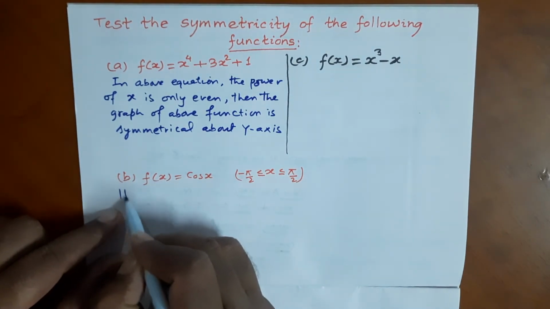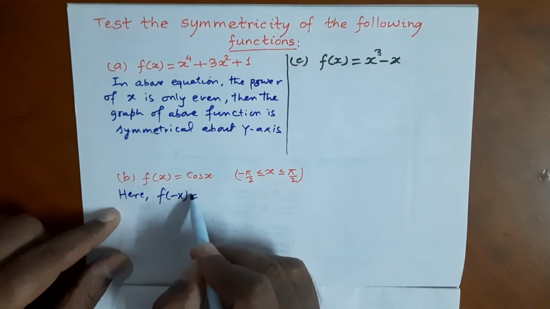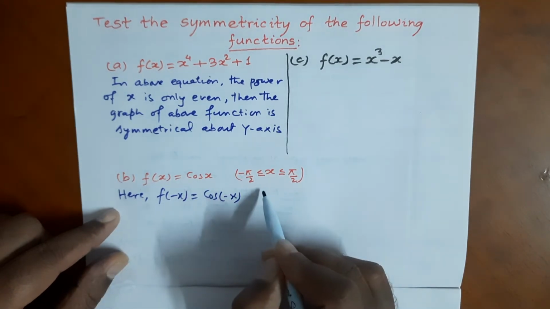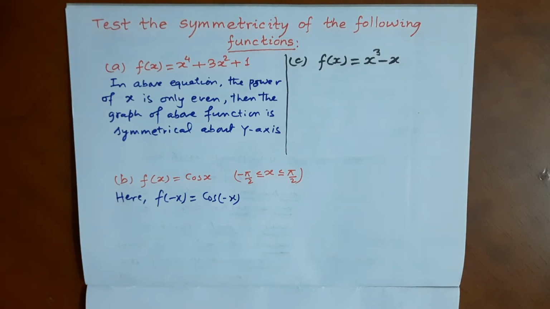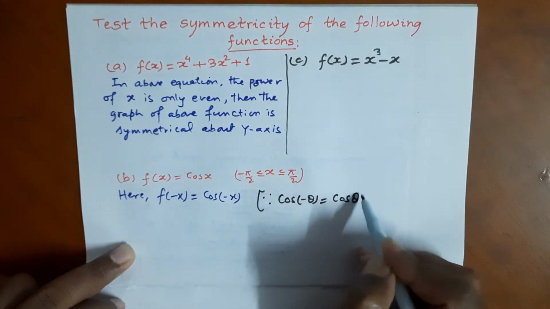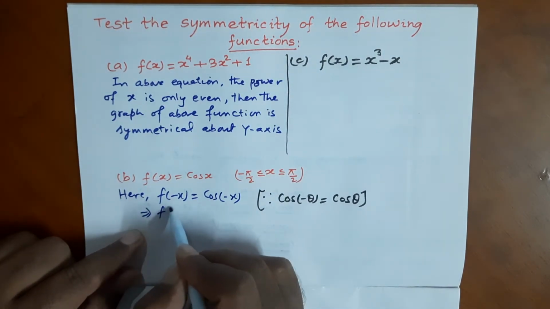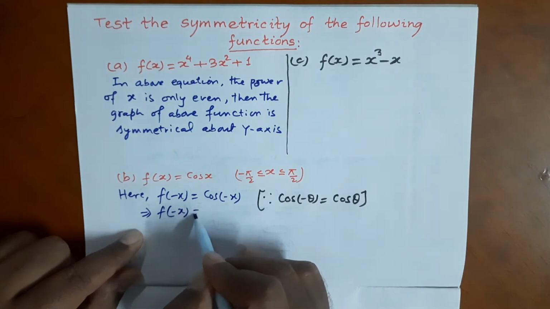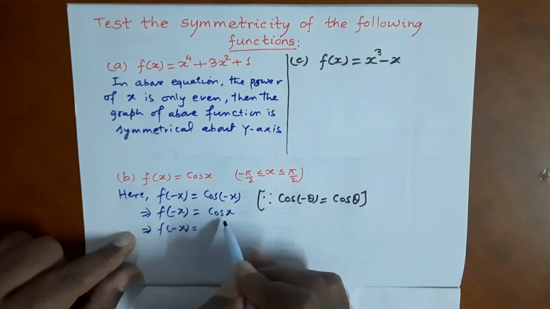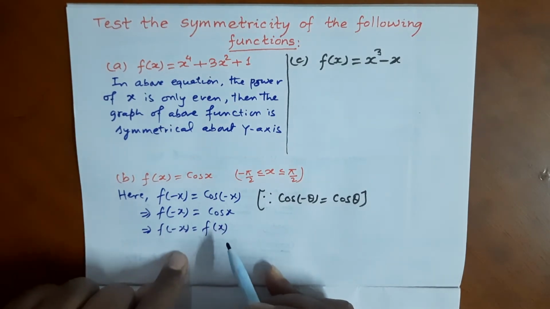Here f of minus x equals, we replace x by minus x, so cos of minus x. As we know, cos of minus theta equals cos theta. Using that formula, f of minus x equals cos of minus x, which means it is cos x. And cos x is f(x). So we have got that f of minus x equals f(x).